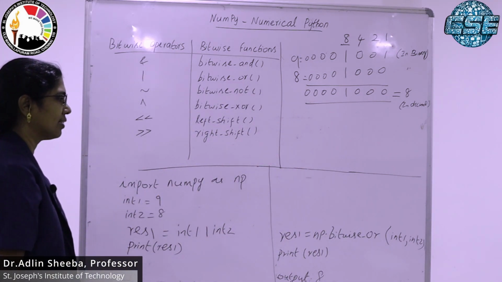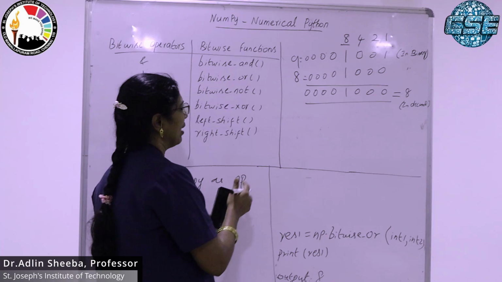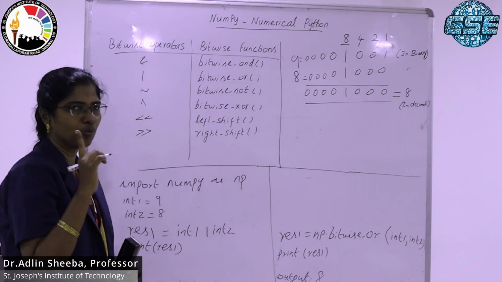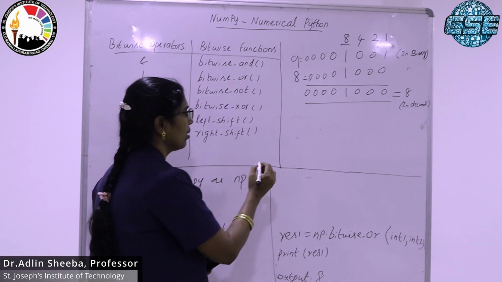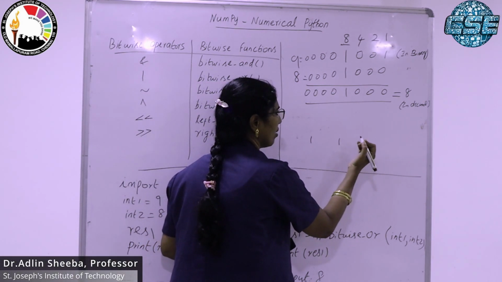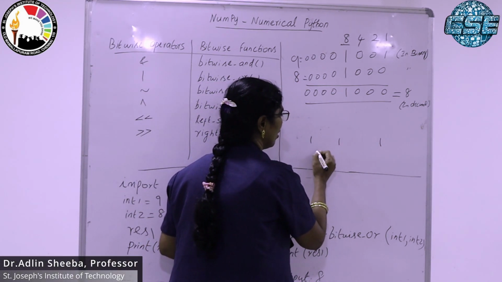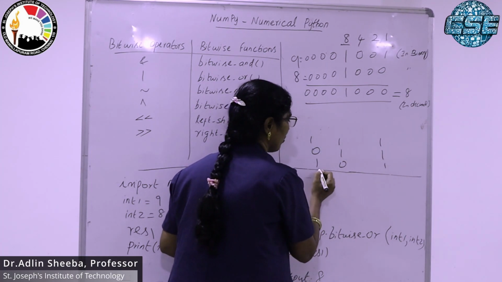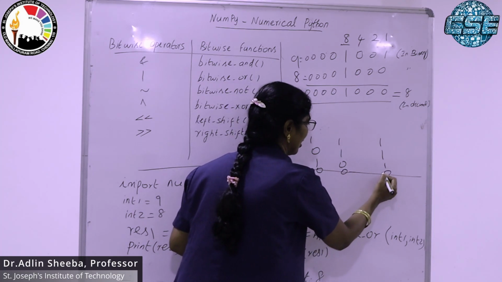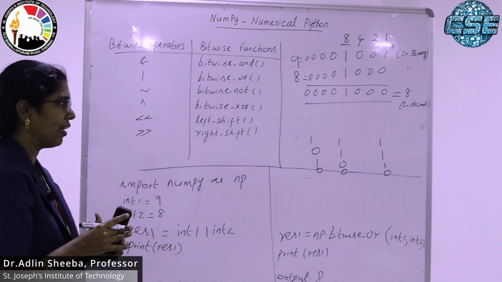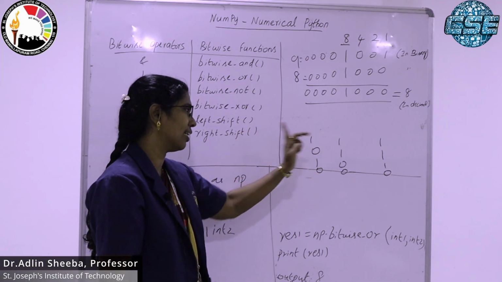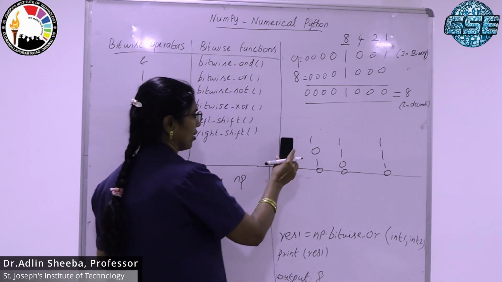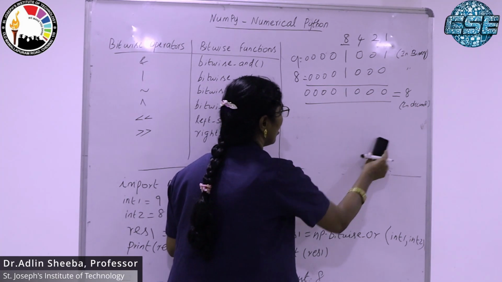Let us see the truth table of bitwise OR. If any one value is 1, the result is 1. If both values are 1, the result is 1. 0, 1, the result is 1. 1, 0, the result is 1. But if both values are 0, the result is 0. So this is the truth table for bitwise OR, and based on this, we are going to perform the OR operation.